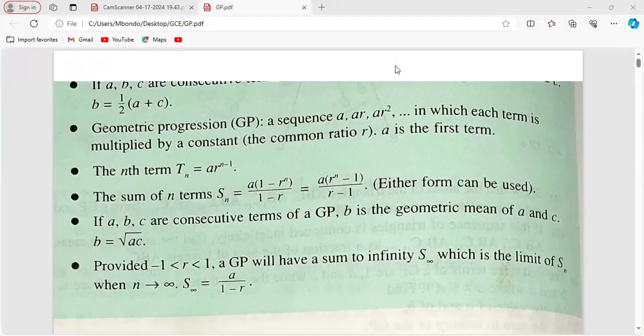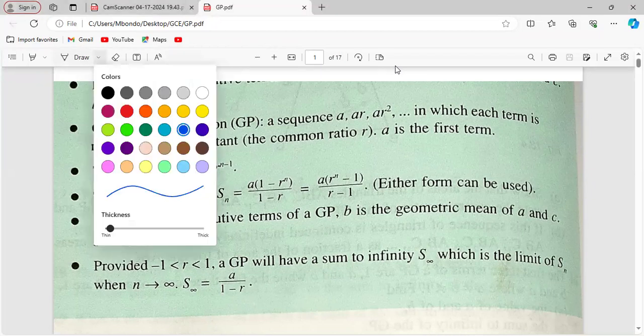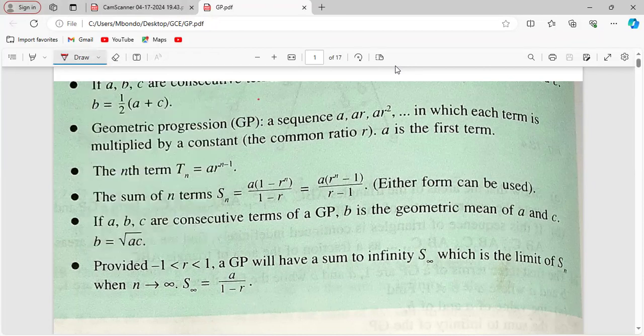Okay, so we are supposed to look at the GP. AP, we already did that. So the GP, we have been given here some form of a definition, that a GP is a sequence in which each term is multiplied by a constant.